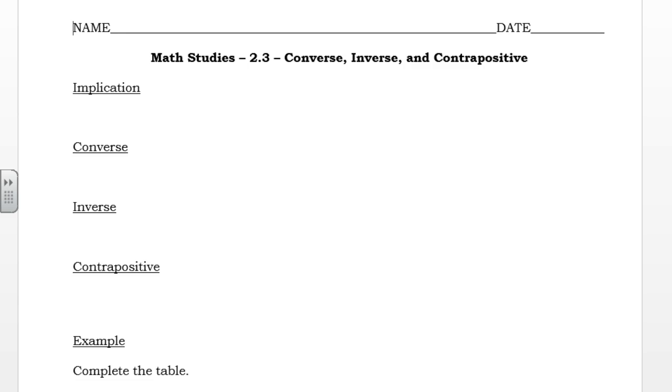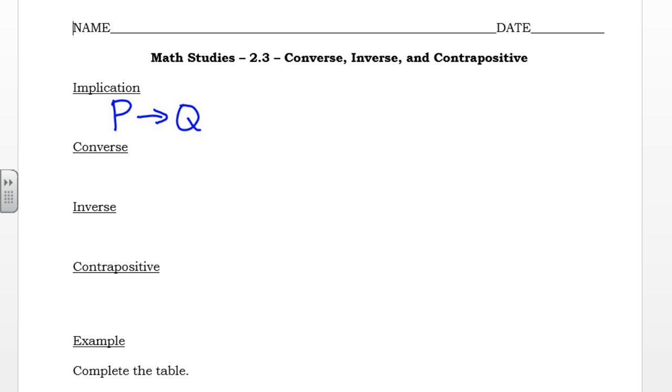This is Math Studies Lesson 2.3. Today we're going to talk about converse, inverse, and contrapositive. So the implication is something that we've already talked about. That is an if-then statement. If P happens, then Q happens. If I go to the mall, then I will buy a shirt.